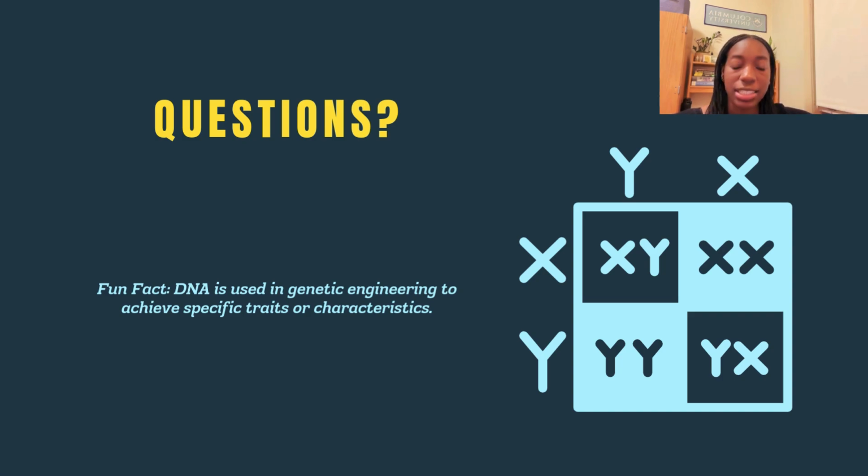And so the fun fact on this slide is that DNA is used in genetic engineering to achieve specific traits and characteristics. There are ongoing conversations with regard to the ethics of certain practices and how this might affect society on a larger level, more than just on the basis of science. And so there's a lot more research and discussion going on. It's really important with regard to DNA and doing anything to change it and how it may function.